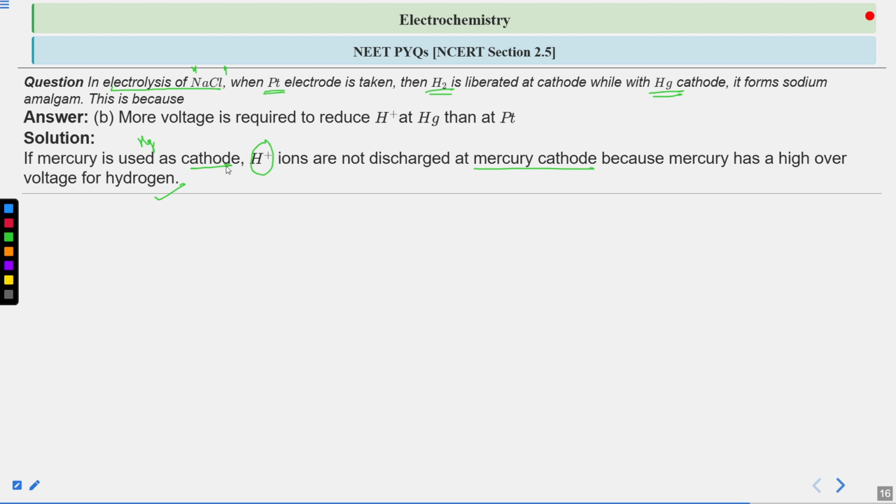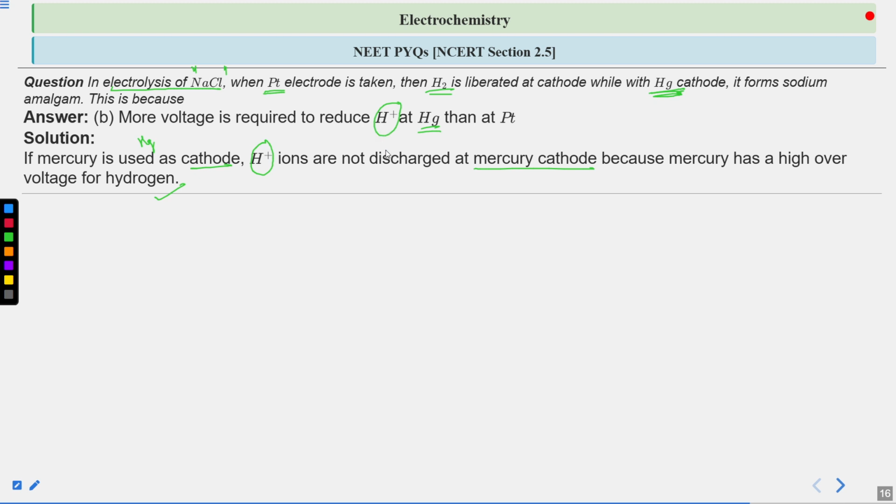Because if mercury is used as the cathode, the H positive ions, the protons, are not discharged at the mercury cathode, because mercury has a higher overvoltage for hydrogen discharge. So as per this question, the correct reason why we are not considering the Hg cathode is that more voltage is required to reduce H positive at the Hg cathode than at platinum.